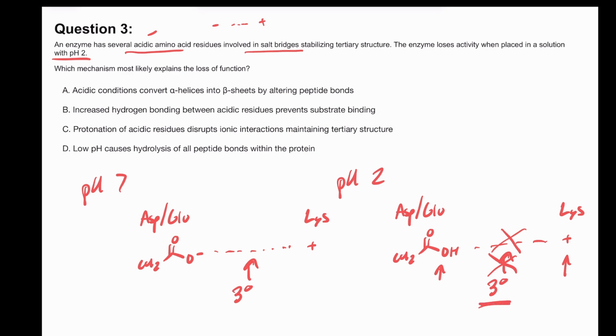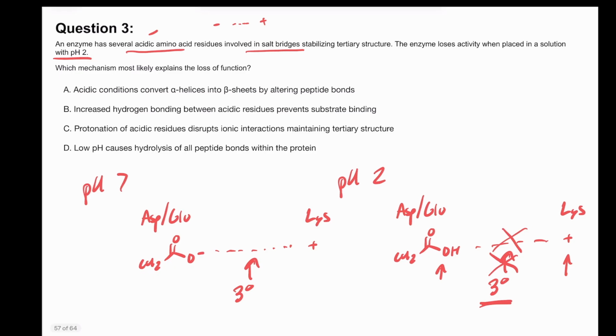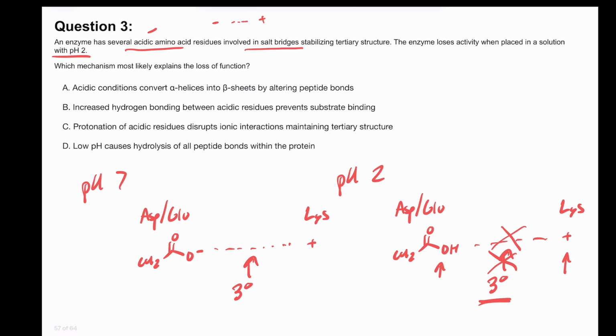So let's look at an answer choice that might reflect this logic. A. Acidic conditions convert alpha helices into beta sheets by altering peptide bonds. Well, that's not what we talked about. B. Increased hydrogen bonding between acidic residues prevents substrate binding. Well, this has nothing to do with substrates. We're talking about stabilizing structure.